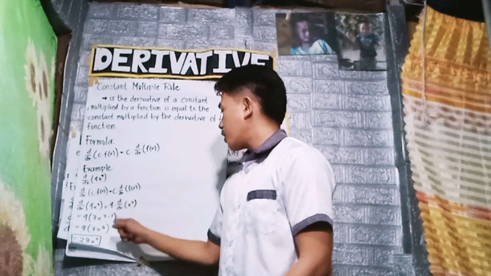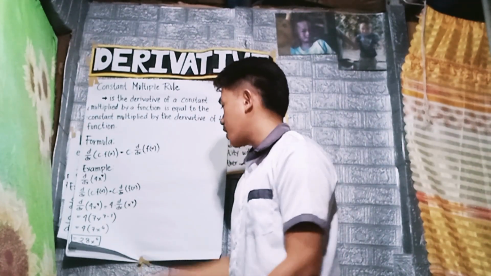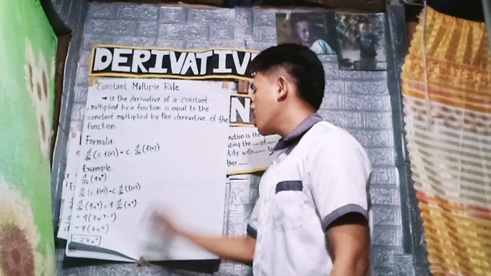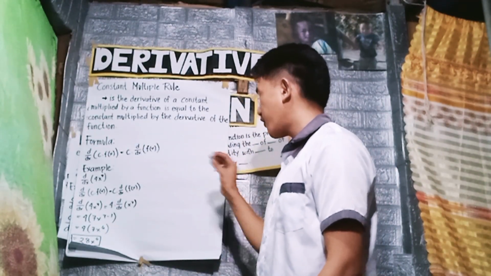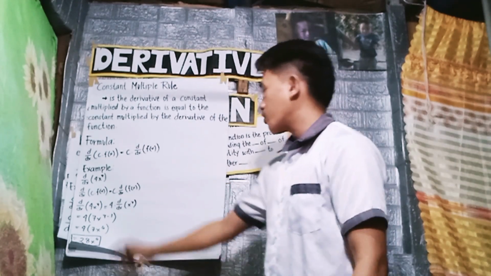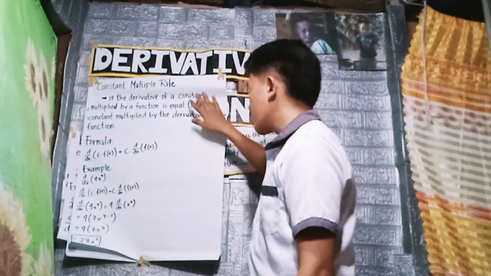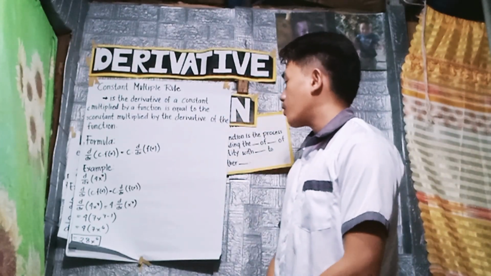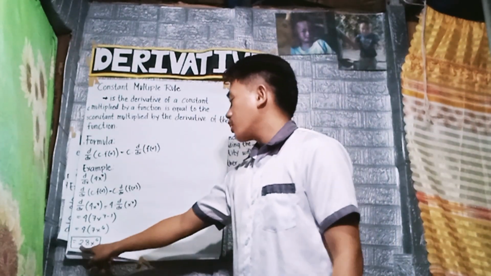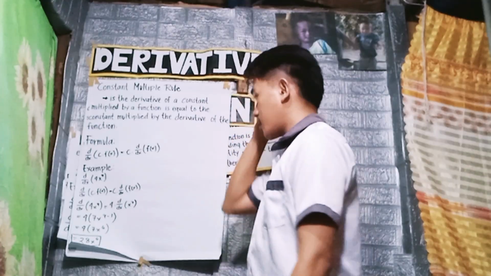So equals 4 times 7x to the raised power of 7 minus 1. We subtract this to get 6. So 4 times 7x to the raised power of 6. So we multiply 4 and 7. So the answer of the derivative of 4x to the raised power of 7 is 28x to the raised power of 6.